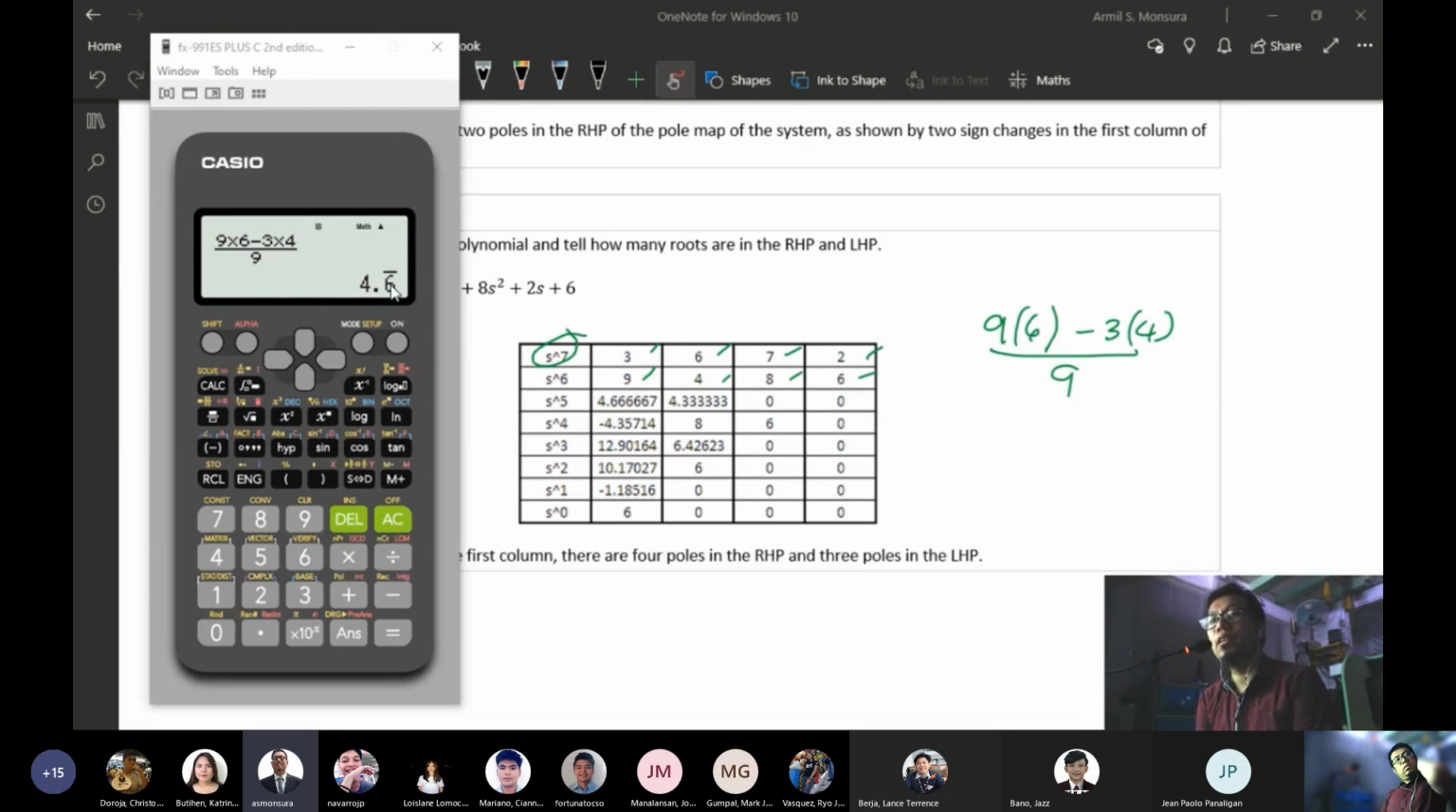Either we turn this into a whole number by multiplying it with a certain number that would make it a whole number. For example, if we multiply this by 3, it becomes 14. So that's okay, because we multiplied by a positive number. Again, you can multiply or divide any row by a positive number, or a positive integer. But in this case, we can just leave it as is.